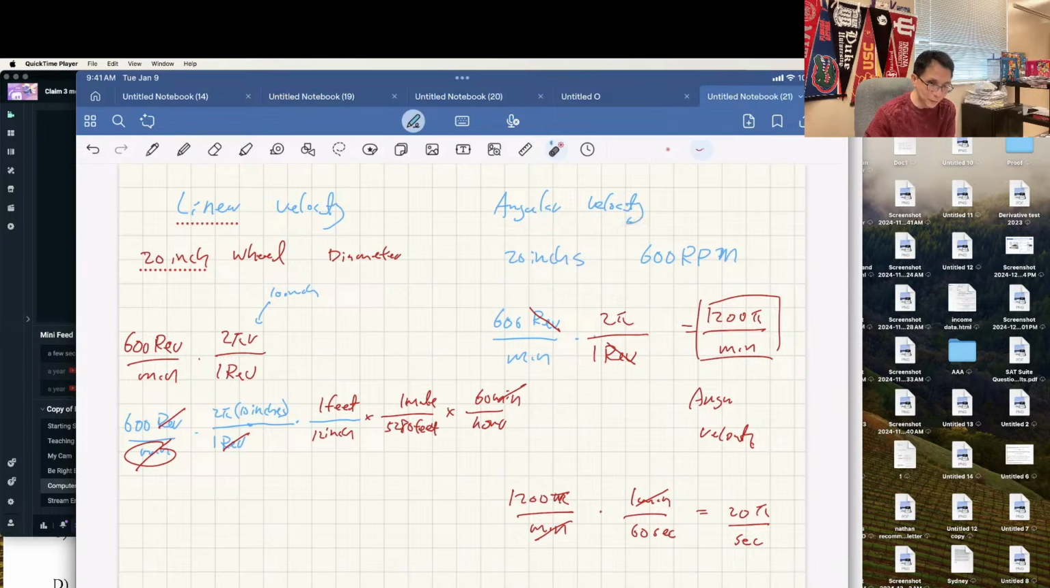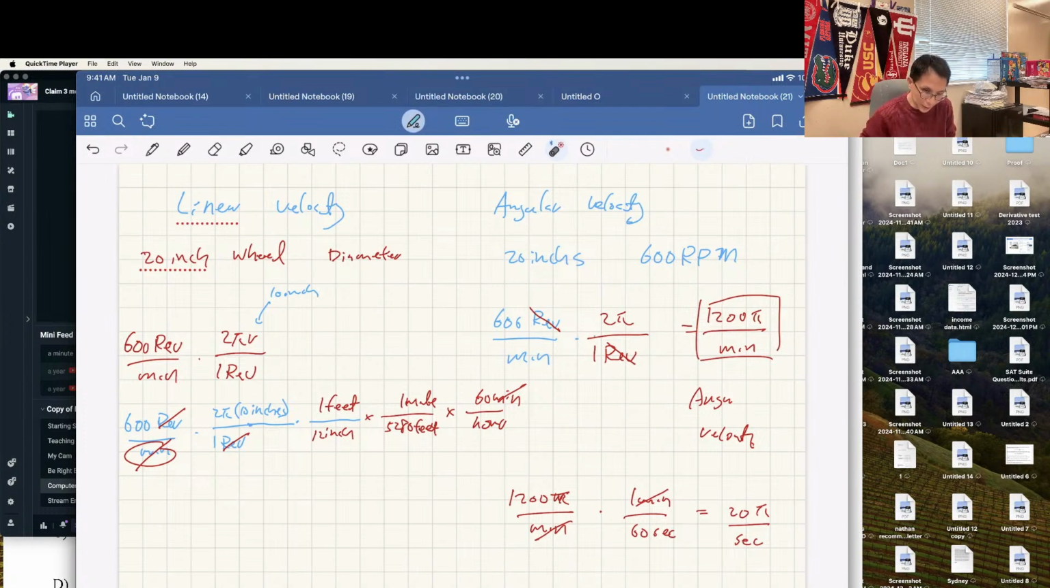The way to figure out what the angular velocity is, figure out the 600 RPM. Just write down 600 revolutions per minute. And each revolution is 2 pi because that's one circle. So then you get 1200 pi per minute. Is that okay? You can convert to per second. This is going to be 20 pi per second. That's angular velocity. That's how fast the angle is changing.